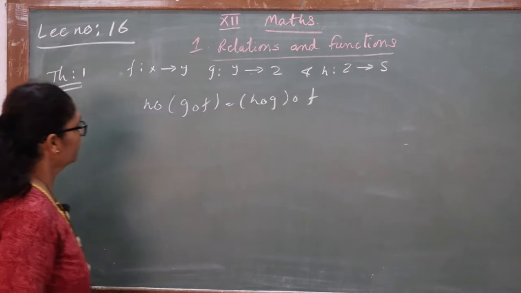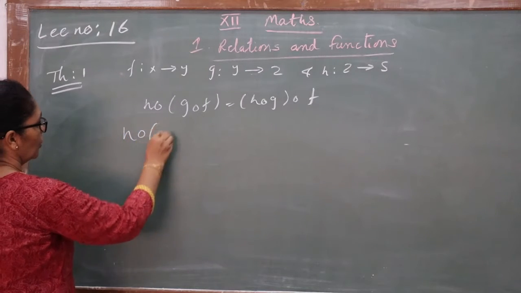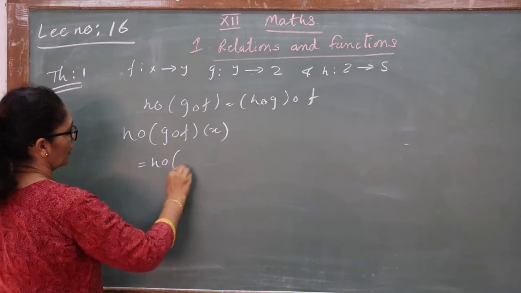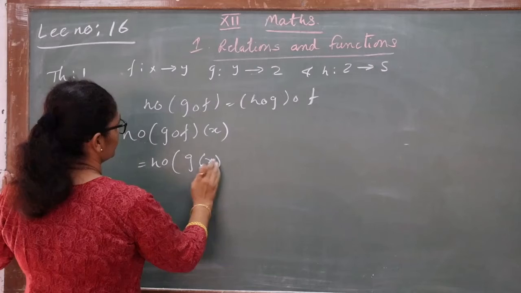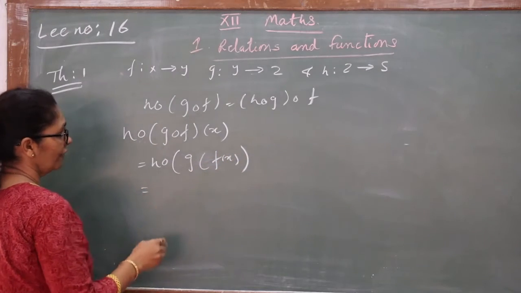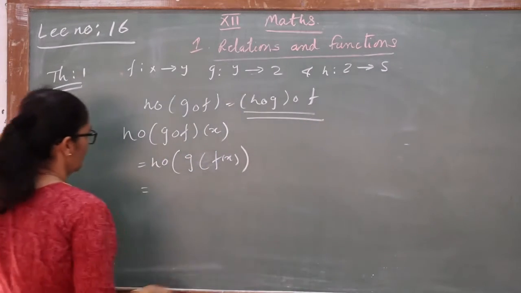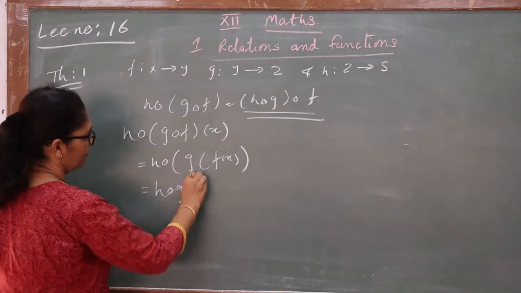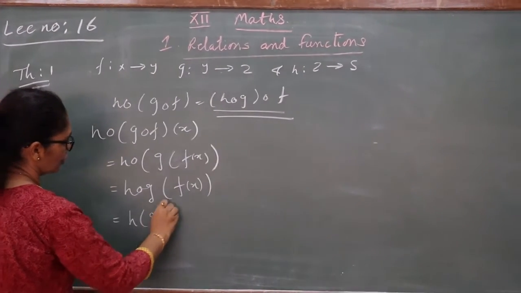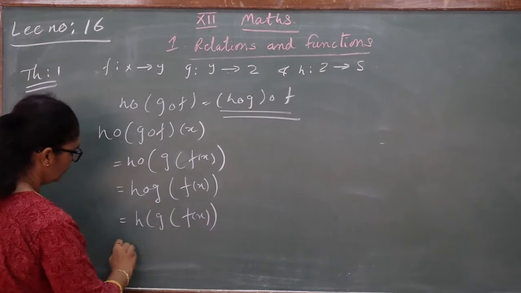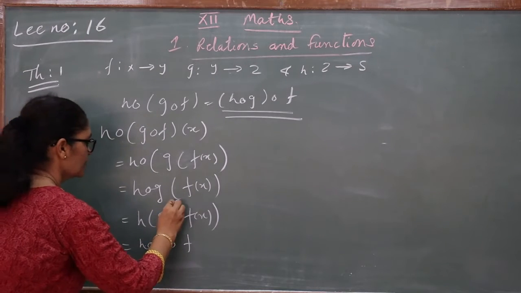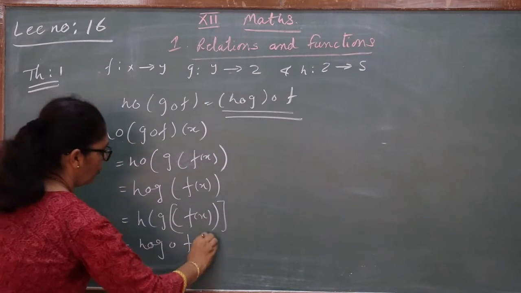So what is the proof of it? It's very simple. Let's consider (h∘(g∘f))(x). So we can write h of (g∘f)(x). Now what we have to do is combine these two terms. So we write g of f(x). This way we can write h of g of f(x). Now combine h∘g and f, because we have just split this term of x.